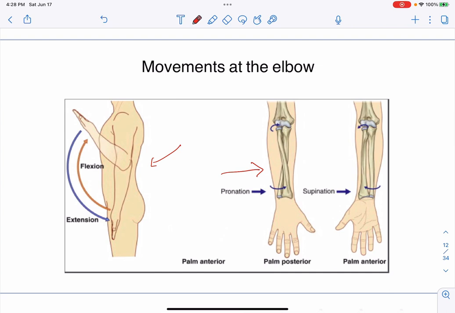This is turning, like if you have the palm of your hand facing up, and then turning the forearm over. That is what is called pronation and supination.